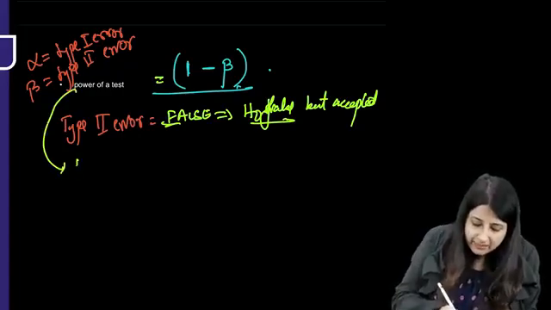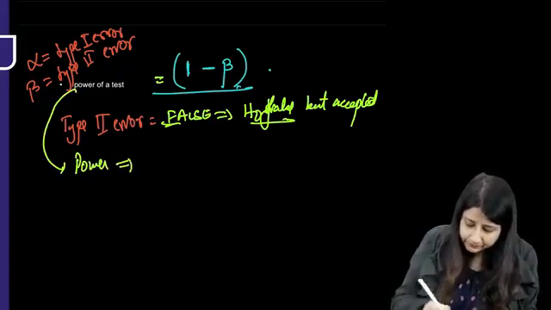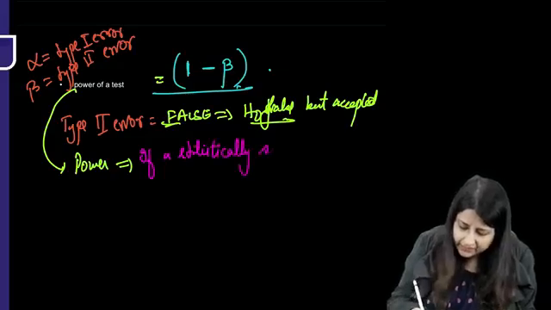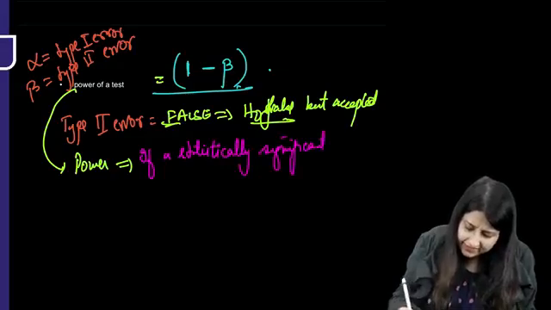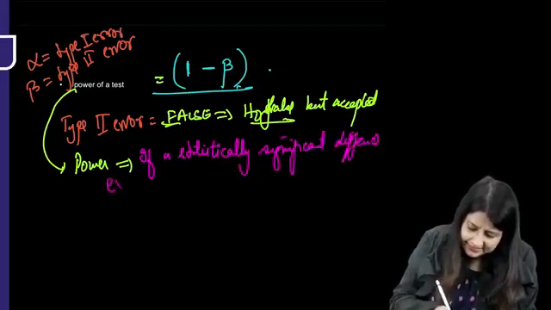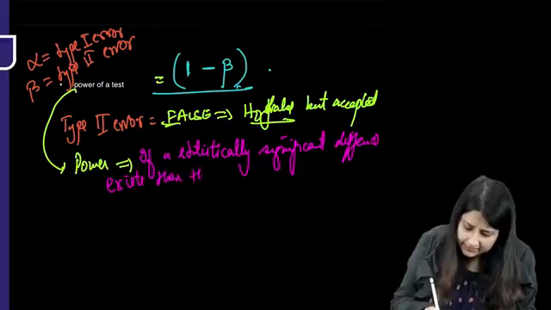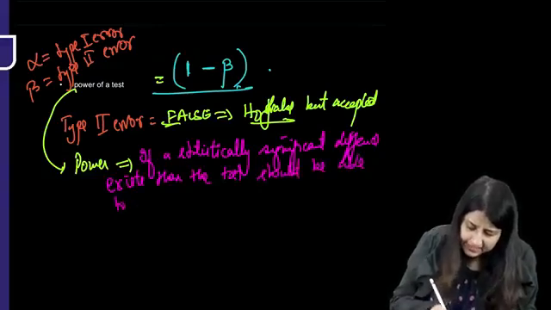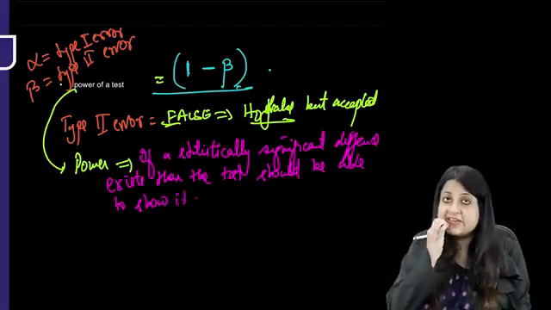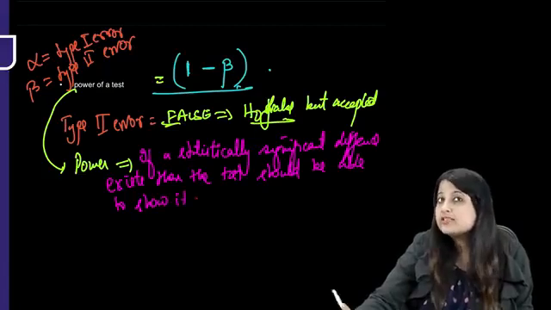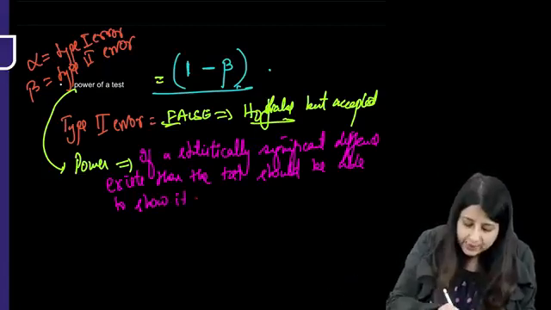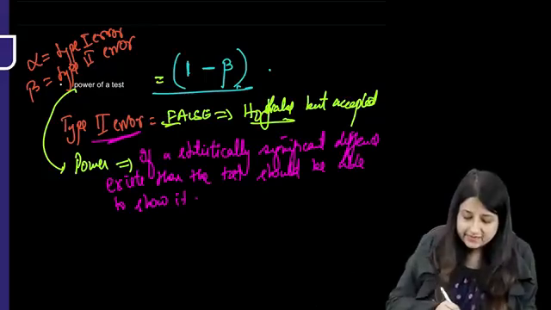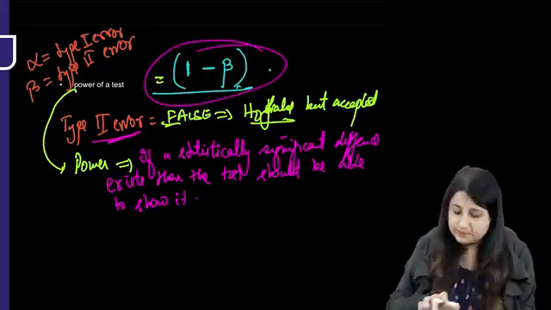Now, what do you mean by power? Power means that if a statistically significant difference exists, then the test should be able to show it. In simple words, able to show it. That means if the new drug is good, then the test should be able to show it. And what was type 2 error? The new drug is good, but unfortunately we could not show it. Therefore, the formula for power is 1 minus beta.